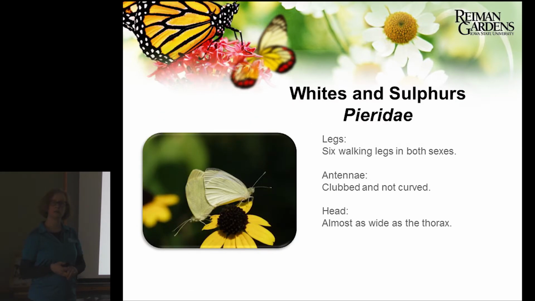So let's go on to the whites and sulfurs. So these are smaller butterflies. Both sexes use 6 walking legs. The antennae are clubbed at the end, so they are thick at the end, but they are not curved, and their head is almost as wide as its thorax.